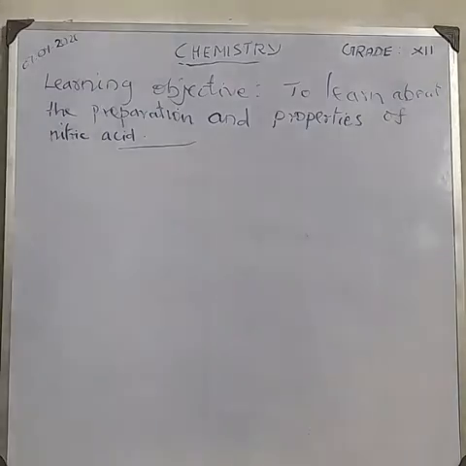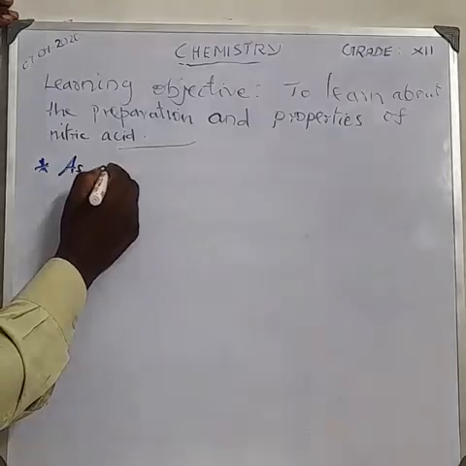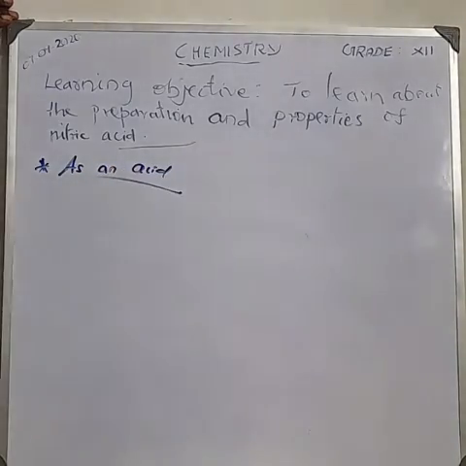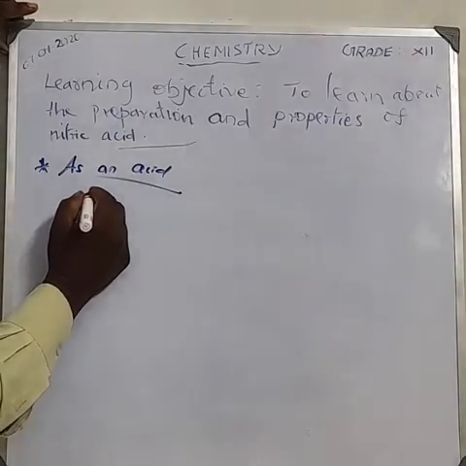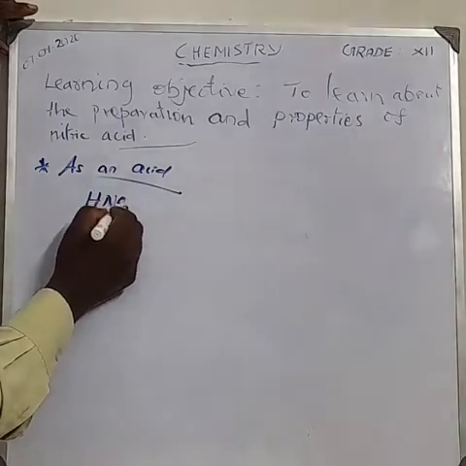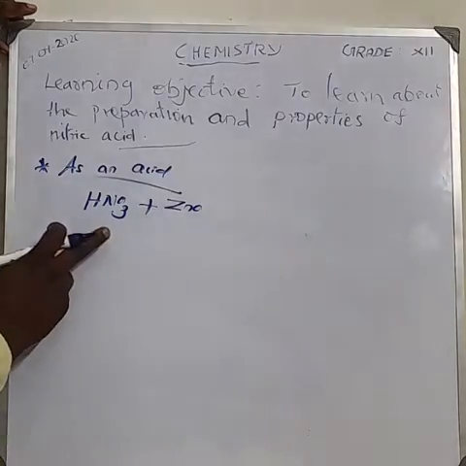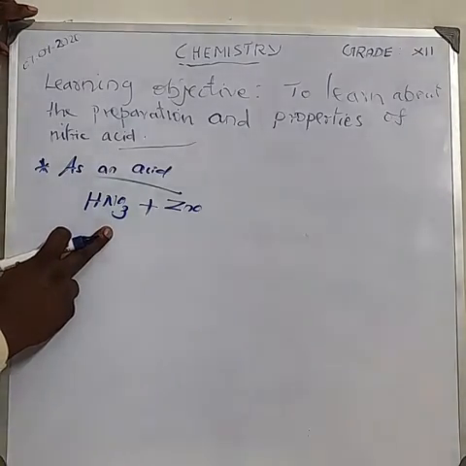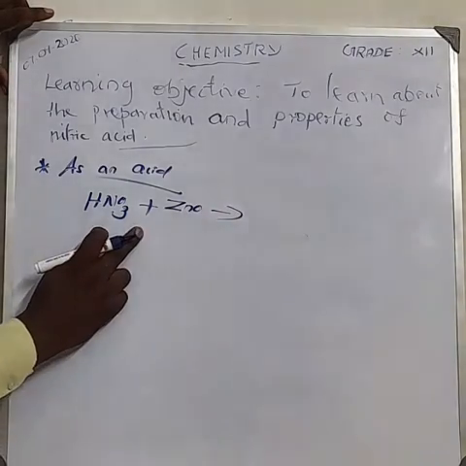First one, as an acid, chemical properties. Nitric acid reacts with zinc oxide, and we get zinc nitrate plus water. What is the formula for nitric acid? HNO3. On reacting with zinc oxide, ZnO, we get zinc nitrate plus water. What is the formula for zinc nitrate?